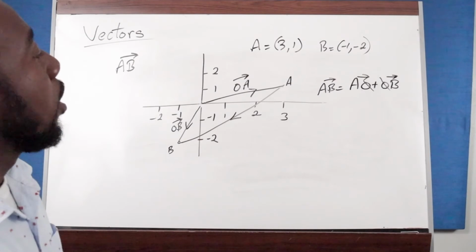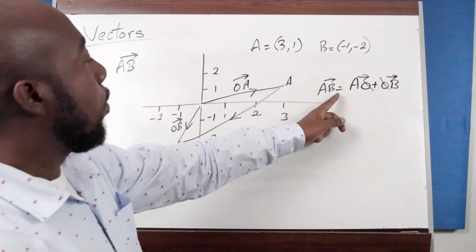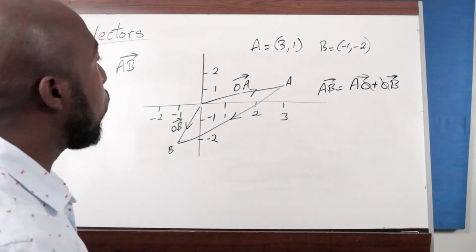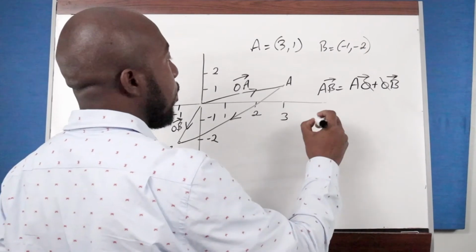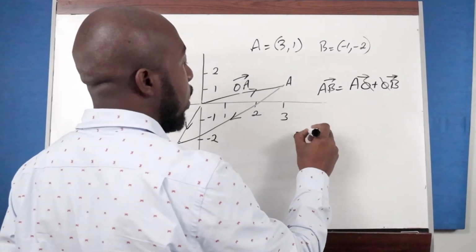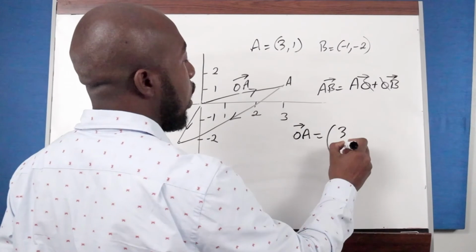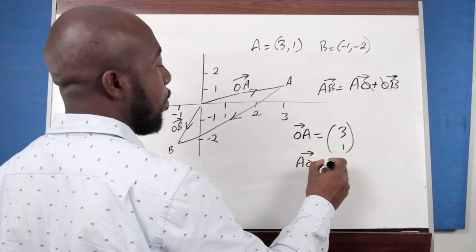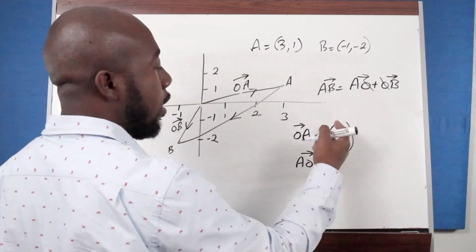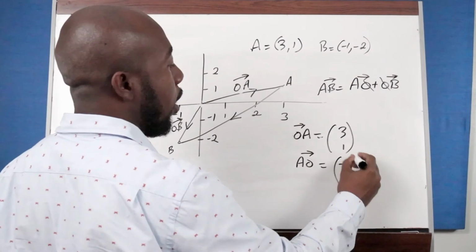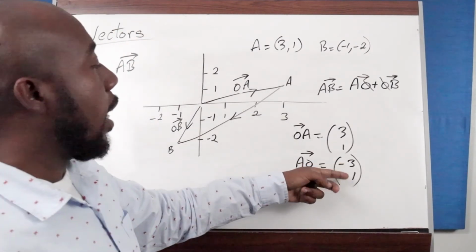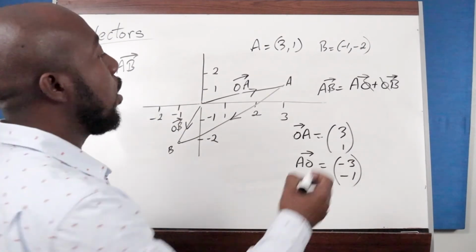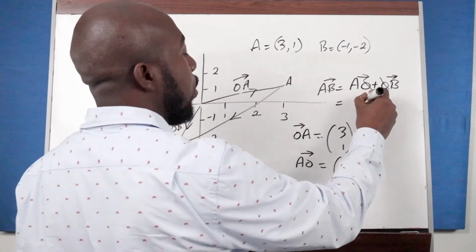If you understand that, now look, we said just earlier that the negative of OA is AO. So if the coordinates for OA were 3 and 1, and I want AO, the opposite, it is the negative of these, so it becomes negative 3, negative 1. The opposite changes the sign, because they go in a different direction. So AO is negative 3, negative 1.